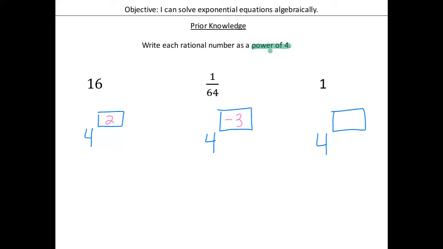And our last one, 4 to the what power gives us 1? I heard one person. What is it? 0. Good. 4 to the 0 power.